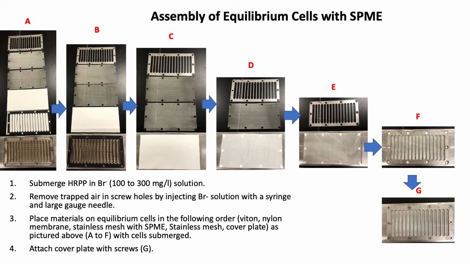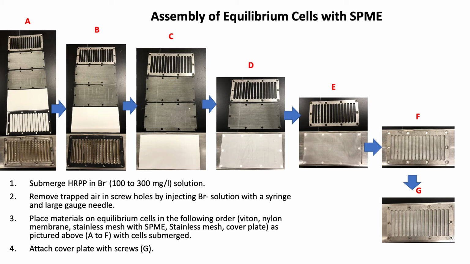So to look at the assembly in more detail, the first picture shows the sampler. It shows the Viton gasket, the membrane, the stainless steel with the SPME fibers attached, the top stainless steel, and then the cover plate. So the first step would be to submerge the whole high-resolution passive profiler in the bromide solution. Usually the bromide solution ranges from 100 to 300 milligrams per liter. The exact concentration is not really important as long as the initial concentration of the bromide solution is known. In seawater situations, higher bromide concentrations can be used. In freshwater, 100 to 300 is generally the upper range to prevent density gradients from occurring.